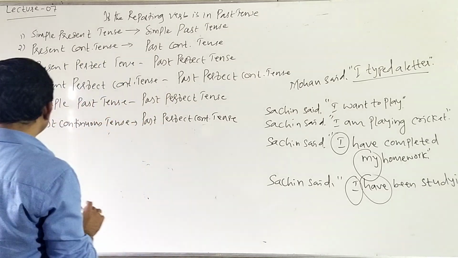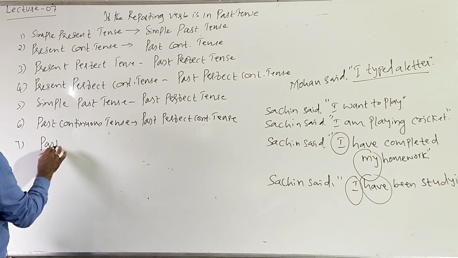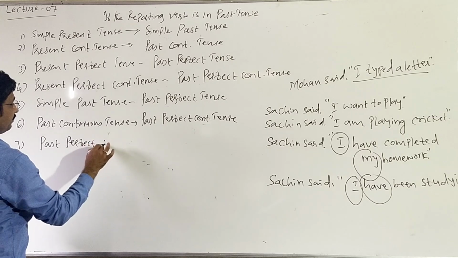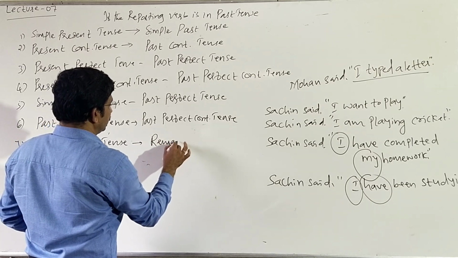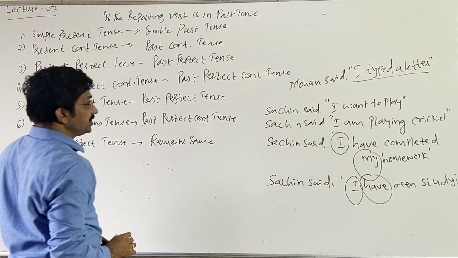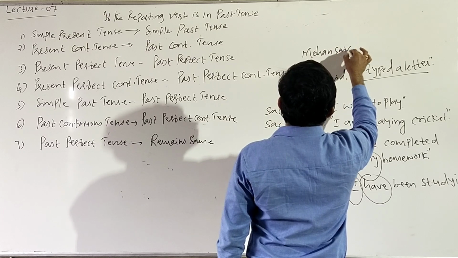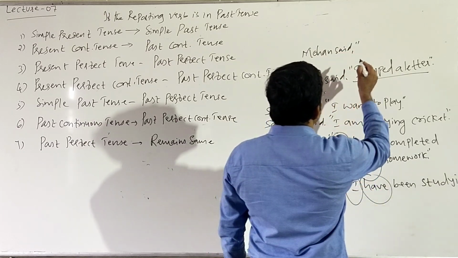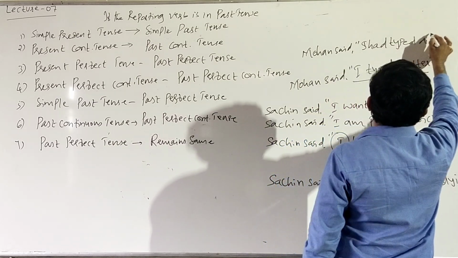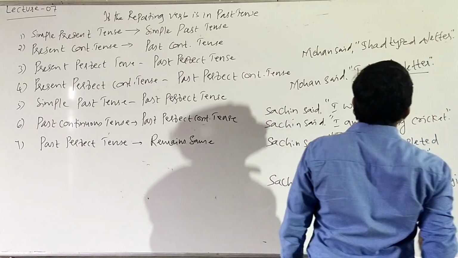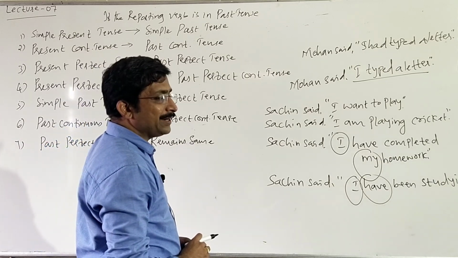Then what about the seventh one, past perfect tense? Past perfect tense remains the same. There is no change. Mohan said, "I had typed a letter." Mohan said that he had typed a letter.